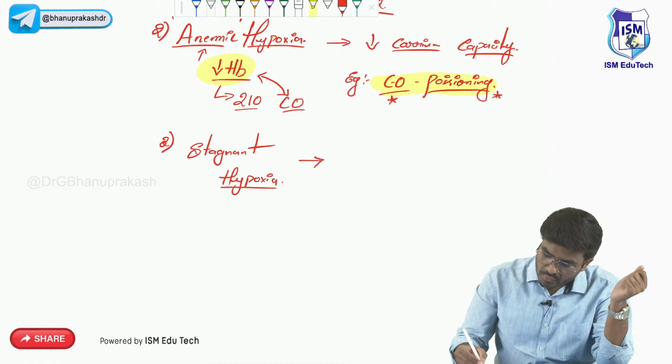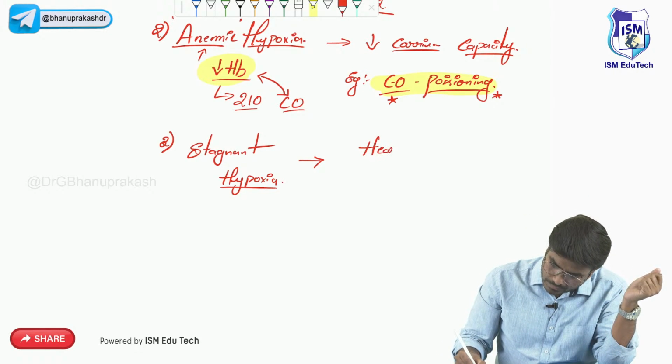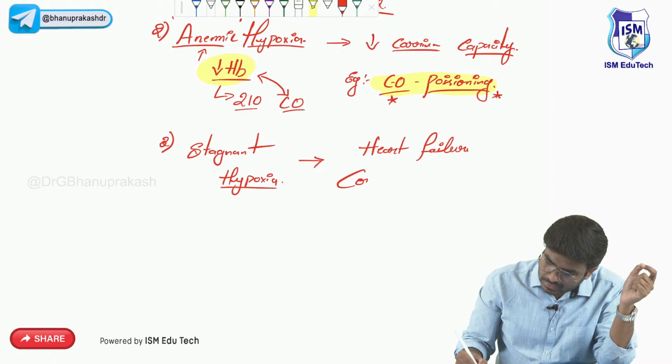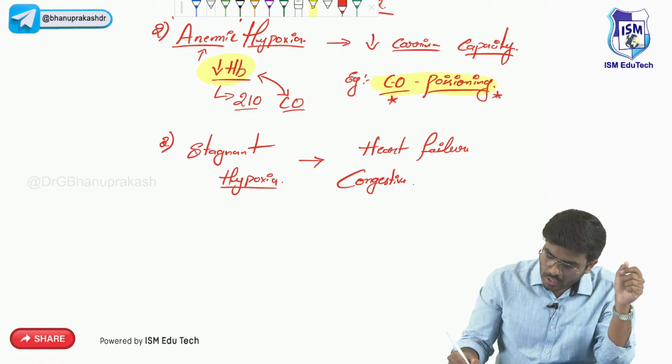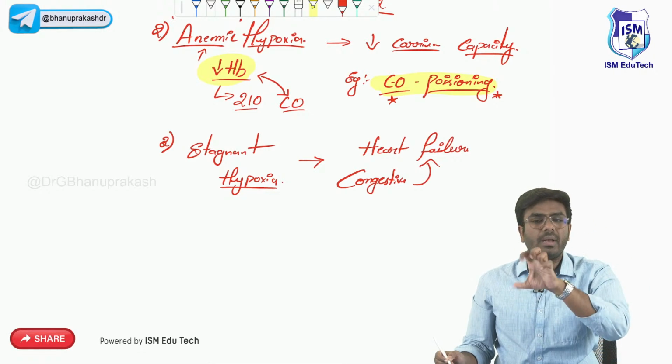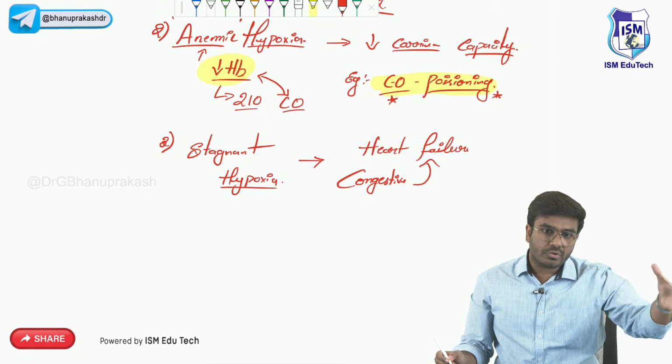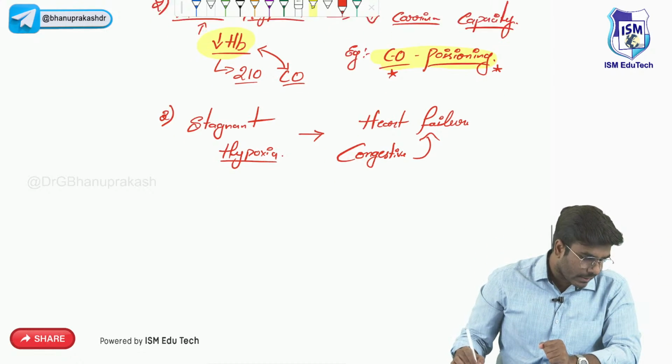Why? It might be because of heart failure, or we can say congestive heart failure in specific. Congestion is there in the body. Congestive heart failure, where blood is not being properly perfused to the tissues. Okay, that's causing the ischemia.